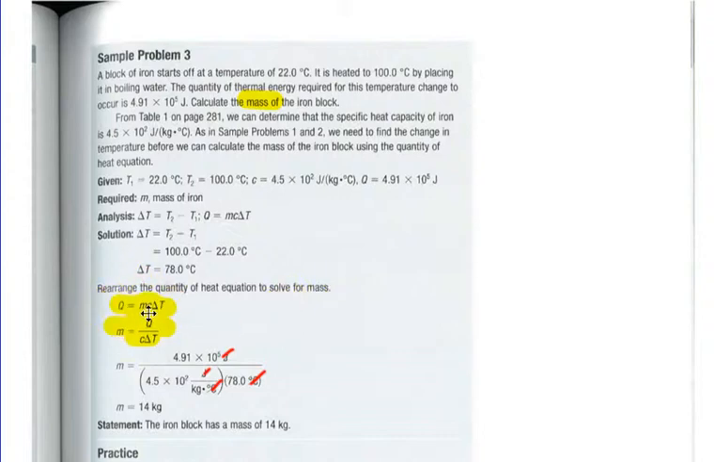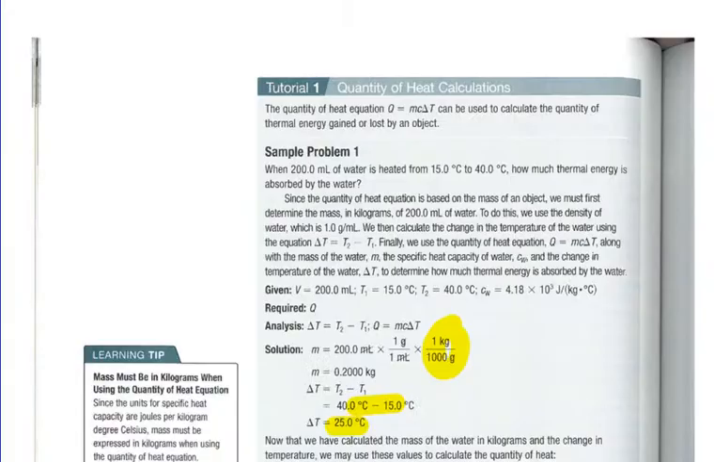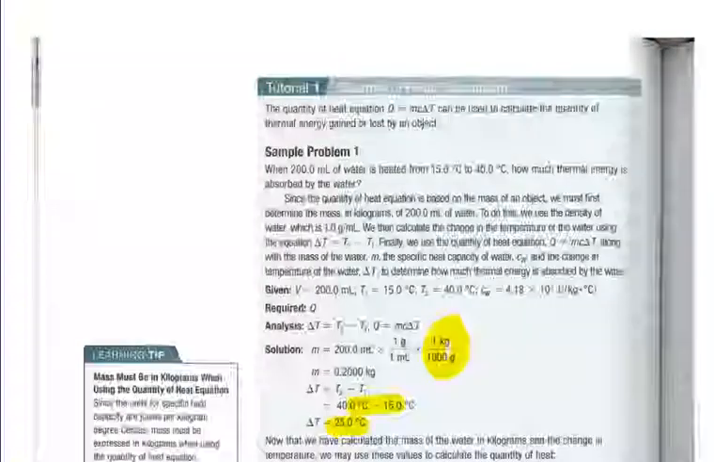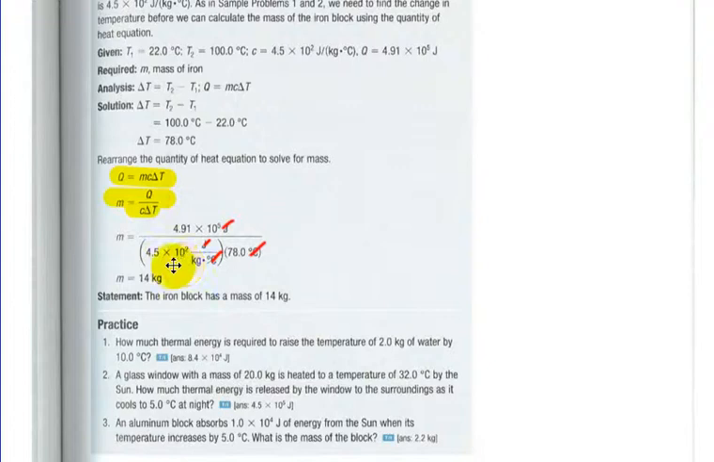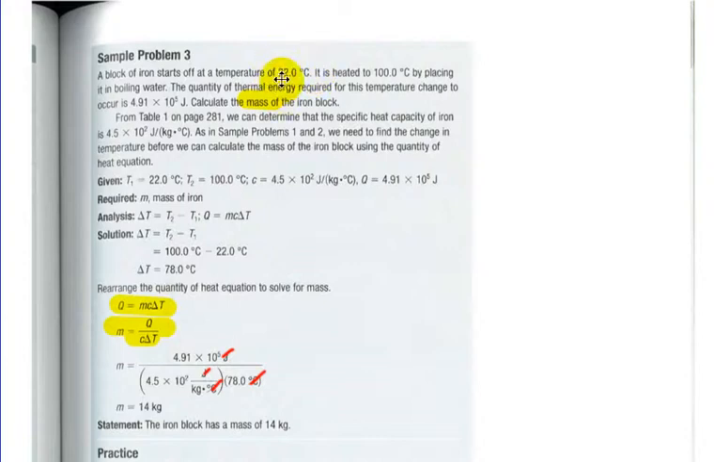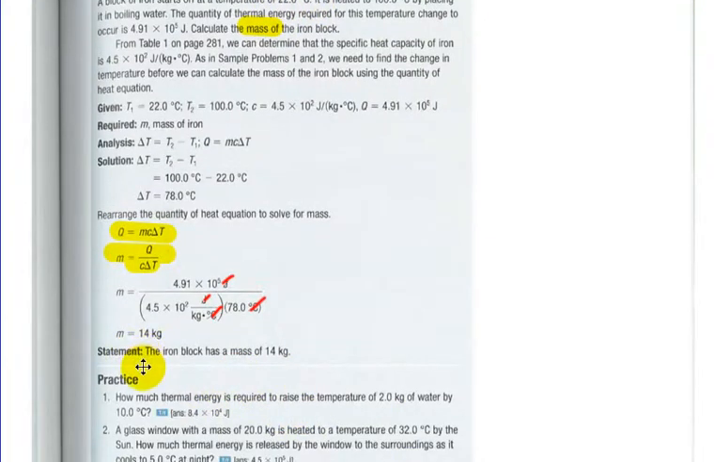Okay, so this is the case in which we know Q, we know C, we know delta T, so rearrange for m. Since it's m multiplied by c multiplied by delta T, divide by c delta T, and the formula becomes this. We have our thermal energy on top, and the specific heat capacity of iron, 4.5 times 10 to the 2 joules per kilogram degree C. Then 78 is my difference in temperature when I take 100 minus 22, so I get 14 kg.